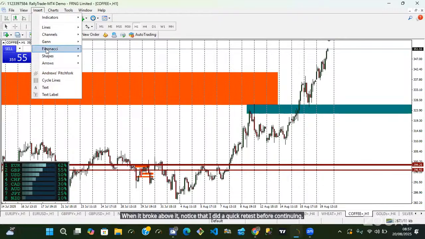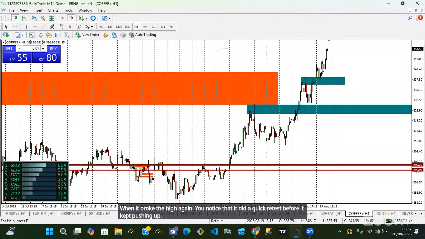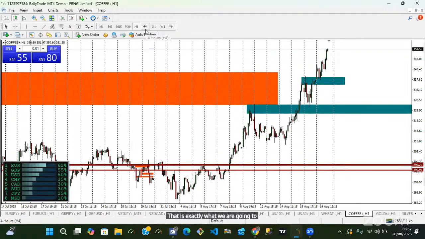And if I want to continue it, I'm going to do the same thing. You can see this high it got to before this retest happened. When it broke the high again, you notice that it did a quick retest before it kept pushing up. That is exactly what we are going to be doing to keep buying.